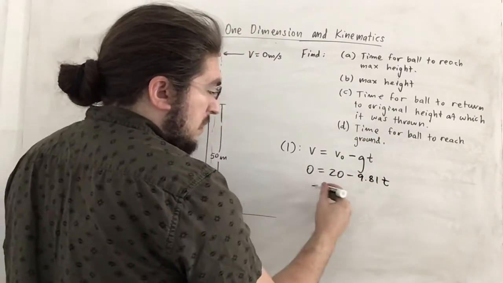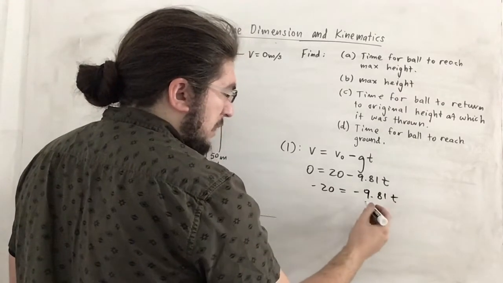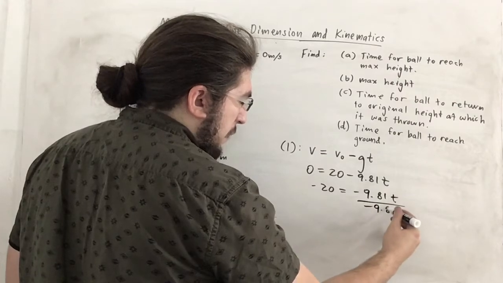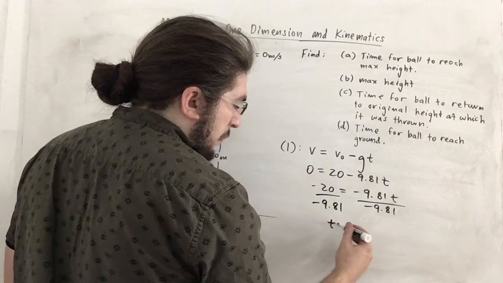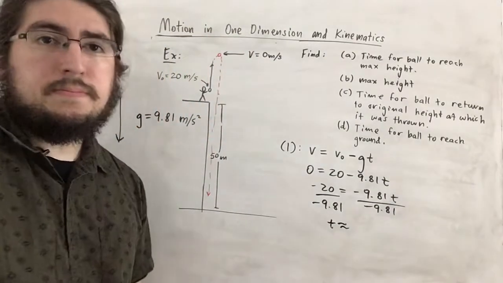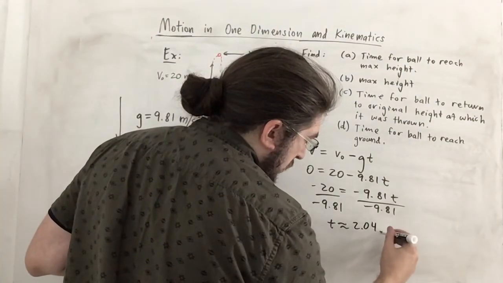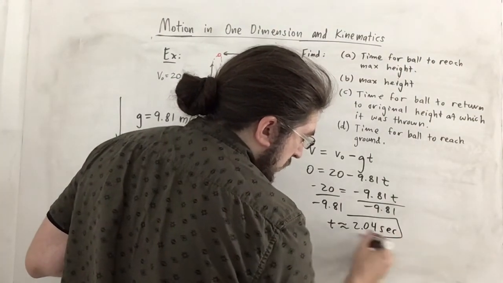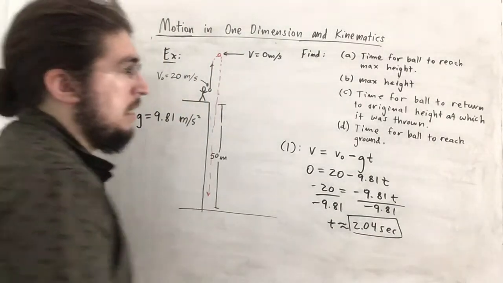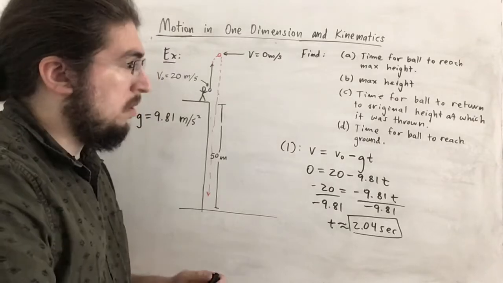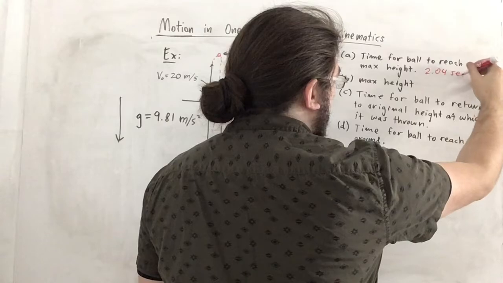So subtract 20 to the other side. We get this, or we could have added 9.81t, but that's okay. And then divide by negative 9.81. And we get that t is about, let's see. So I got about 2.04. And that's of course going to be in seconds because our time unit is in seconds. There's no time conversion here needed. So in fact, I'll write that answer in red and then we'll erase and move on to B. So this is 2.04 seconds.